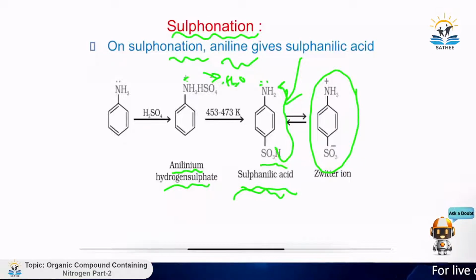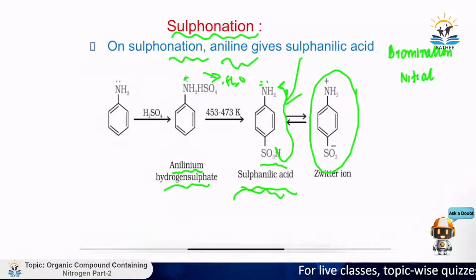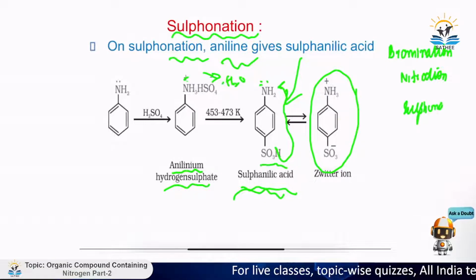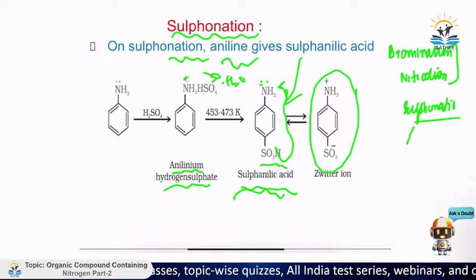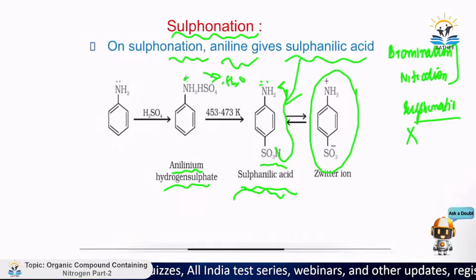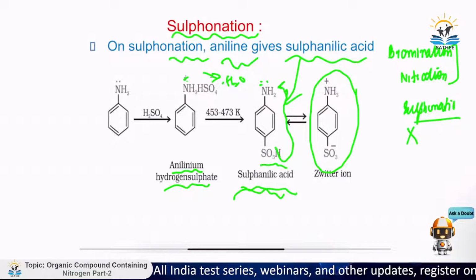So we learned three reactions till now, that is bromination, nitration, and sulfonation. These two were not happening on their own. So in these two, we first converted aniline into acetanilide. That is a very important point to remember. And this happened directly. We did not have to convert to acetanilide for sulfonation reaction.